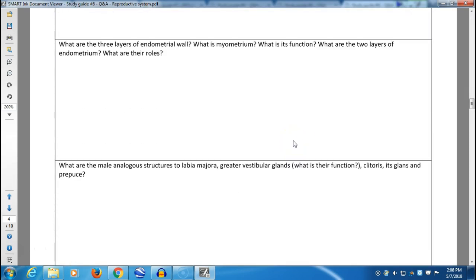Three layers of the uterine wall. Perimetrium, which is just connective. Myometrium, muscle, okay, contractions of the uterus. Endometrium, two layers, stratum basalis and stratum functionalis. Stratum functionalis is where implantation happens. Stratum basalis allows the growth of new stratum functionalis.